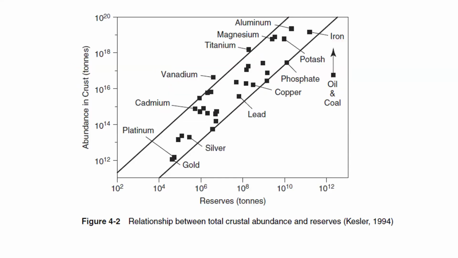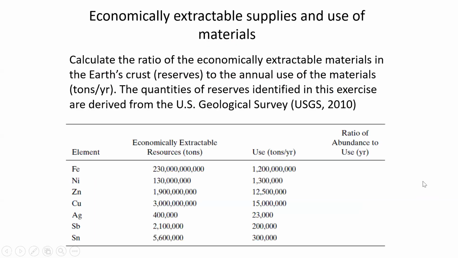Others are not. So if you look at the total crust abundance and the reserves, you see abundance in crust and reserves in tons. You can look at the scale here. It starts from 10 to the power of 12 onwards, here 10 to the power of 2 onwards. So reserves are much less as opposed to whatever is available as abundance.